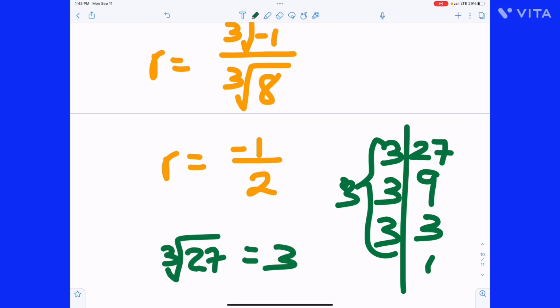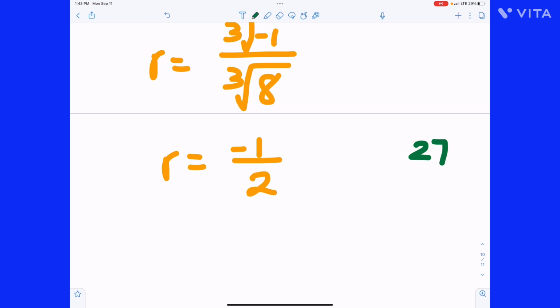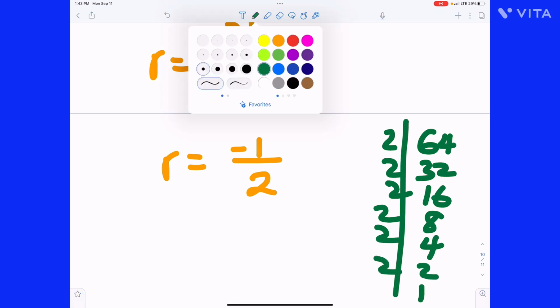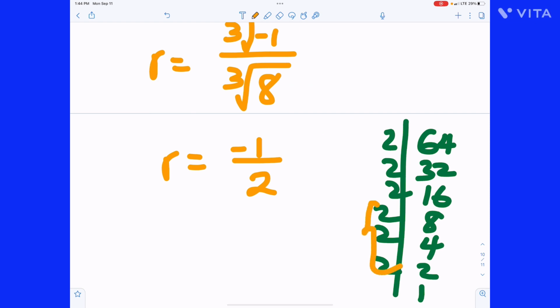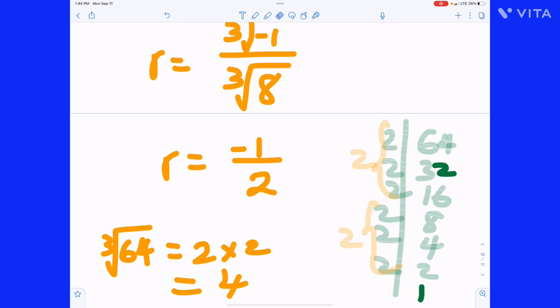Exactly. And then let's say I want to find the cube root of a number like 64. So I'll just go 64, 2, 32, 2, 16, 2, 8, 2, 4, 2, 2, 2, 1. So cube root means I'll take three factors as 1. These three will be represented as 1, these three as 1. So the cube root of 64 is going to be what? 2 times 2, 4.